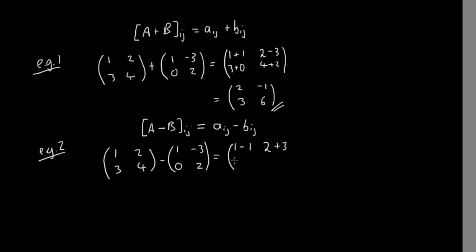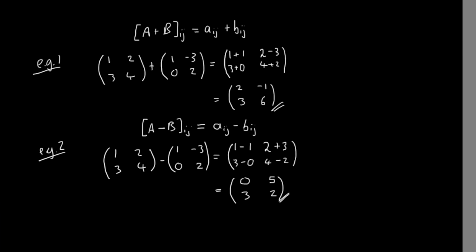Okay, and that leaves 3 minus 0 for the element of the second row, first column, and I've got 4 minus 2, the second row, second column. Okay, as before, just evaluate the subtraction. So 1 minus 1 is 0, 2 plus 3 is 5, 3 minus 0 is 3, and 4 minus 2 is 2. Okay, so that's matrix addition and matrix subtraction.